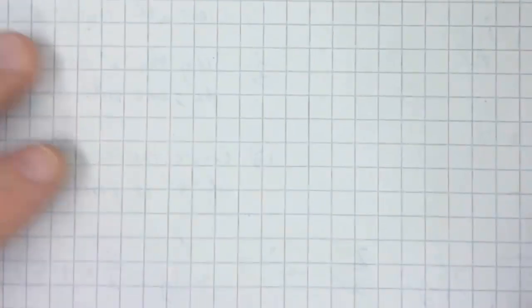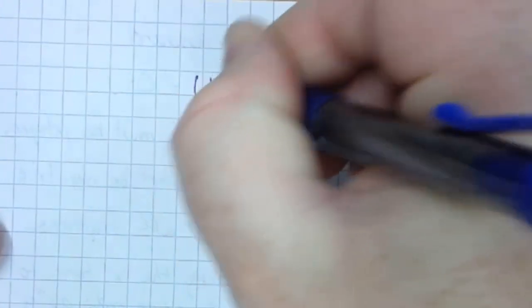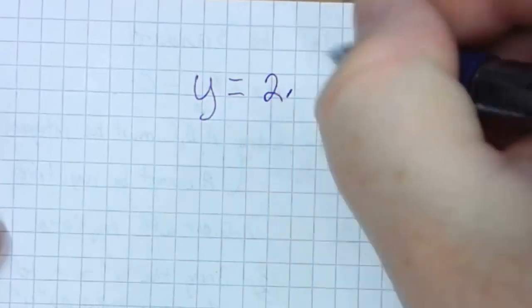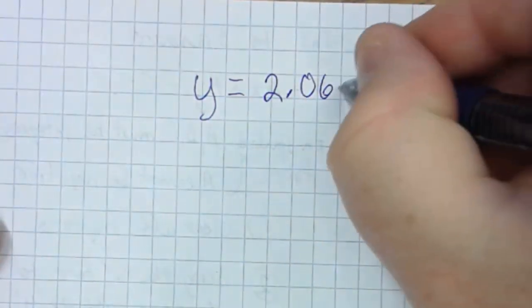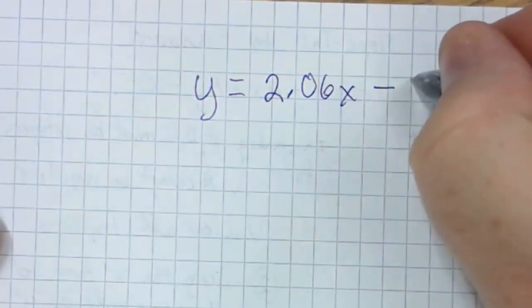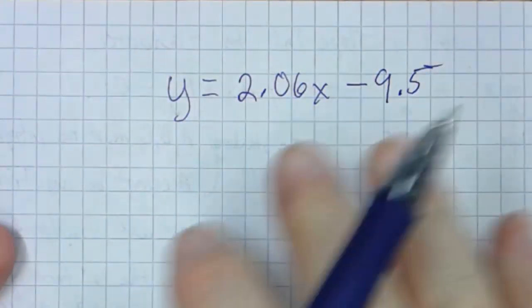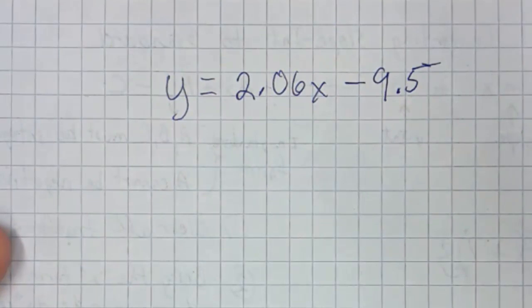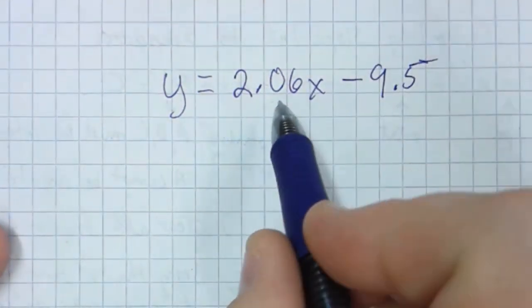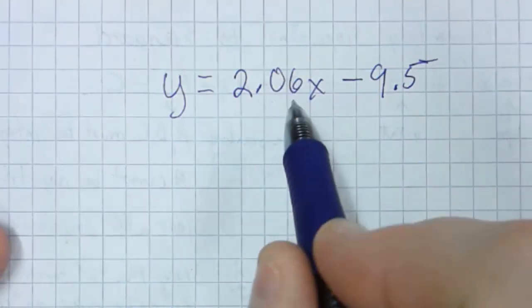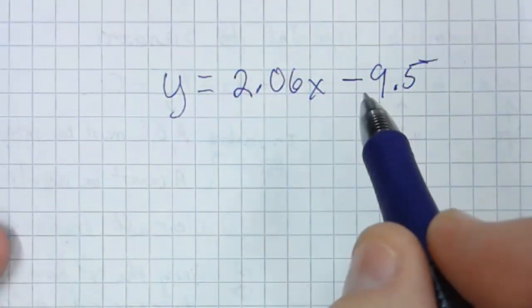Now I'll take a moment to go ahead and show you how to do that with decimals if you happen to have any decimals in the problem. So let's suppose we have y equals 2.06x minus 9.5. Most of the time we're not asked to rewrite these into standard form, but you can do it. But just remember that step one is to clear out the fractions, which in this case we don't have fractions, we actually have decimals. So what we want to do is clear all the decimals.